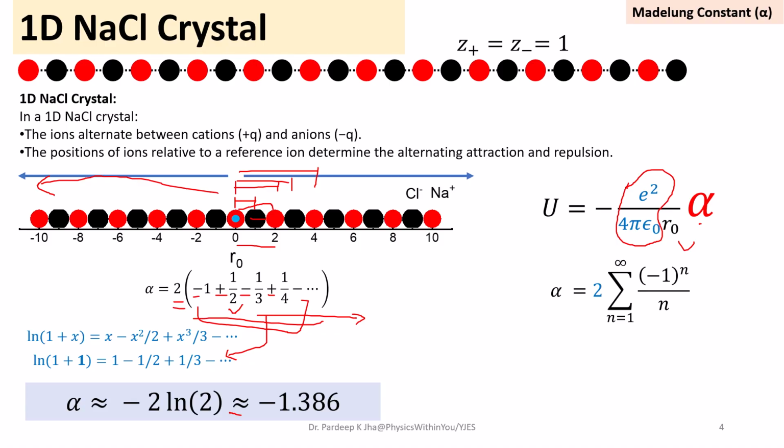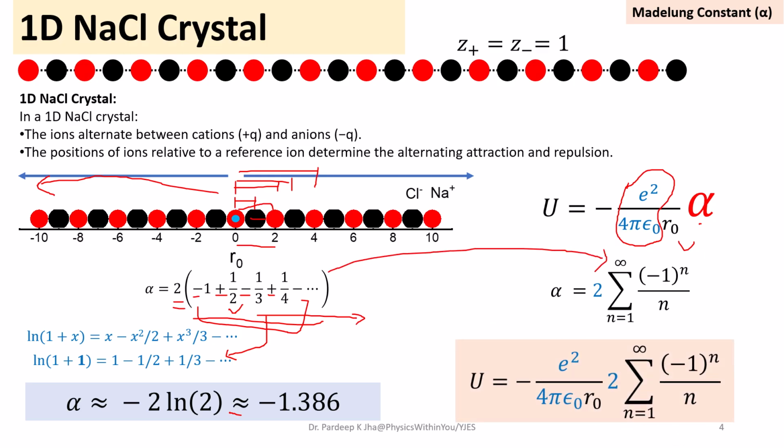Once you know alpha, you can understand how we do this. This is a series, so we can put it into a summation. This is the alternative way to represent this number. You can use that and get the final result for the lattice energy, or the electrostatic potential energy, for the 1D crystal. Remember that for a different kind of crystal, this alpha part is going to change. So this was the Madelung constant for the 1D NaCl crystal.